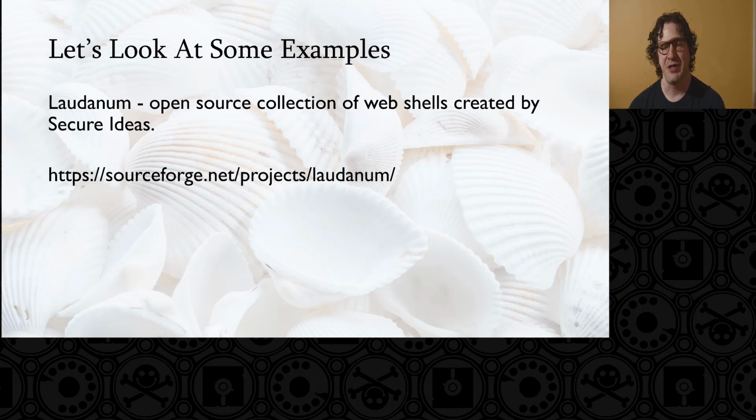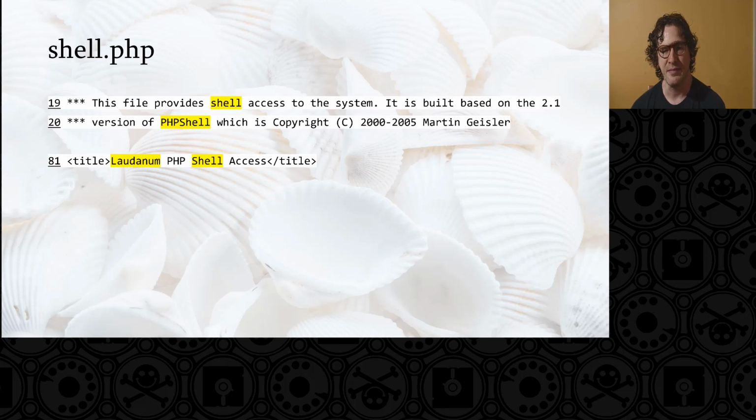Let's look at some examples of web shells. Laudanum is an open source collection of web shells created by Secure Ideas. They are technically usable as offensive tools, but they're mostly proof of concept, showing the ideas and how they work. They are pretty easy to detect and do not take great strides to try to be hard to find. Here's an example of some very simple words you could add to a dirty word list: the word shell, the name PHP shell, the specific name of this tool, and laudanum, the name of the collection. This might seem like ridiculously easy things, but you'd be surprised how many times attackers will just use a tool without bothering to customize it or obfuscate it at all.